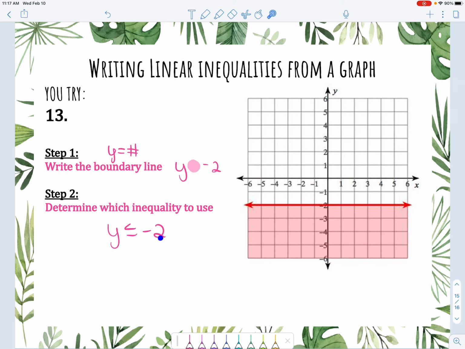Figuring out this number should have been the easy part. And then if I put my pencil on this line and move vertically to reach the shaded region, I would have to move down. That tells me I want a less than symbol and I want the one with the bar underneath it because it's a solid line. So that's it for today's lesson.